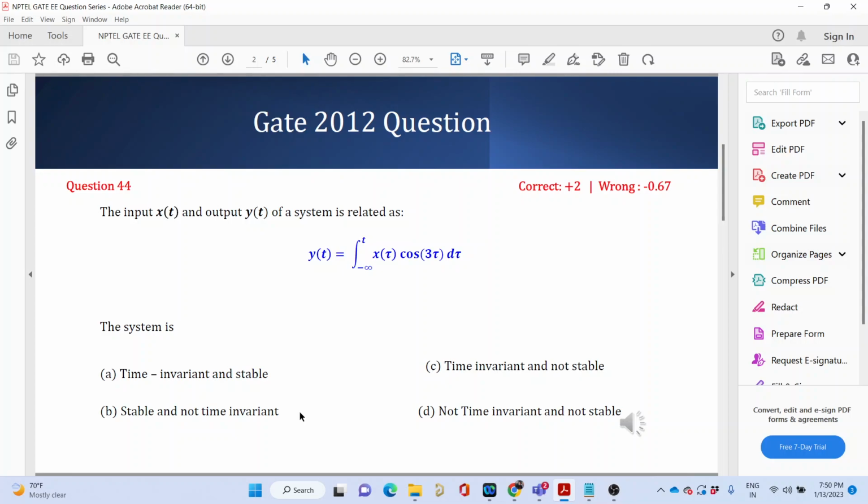Because output will vary with time, like minus infinity to t, at different t. What is the definition of convolution? Minus infinity to t, right? So convolution is applicable for time invariant systems also. So how by just looking at the limits can you say it is time varying?